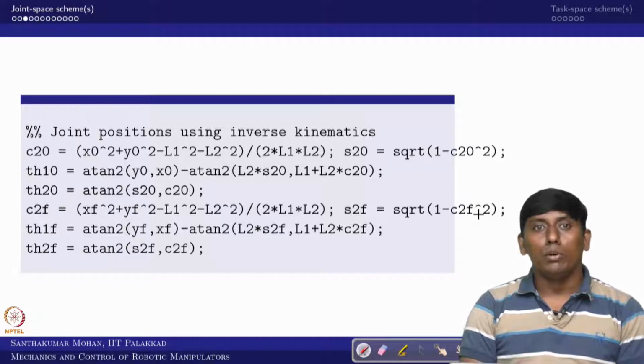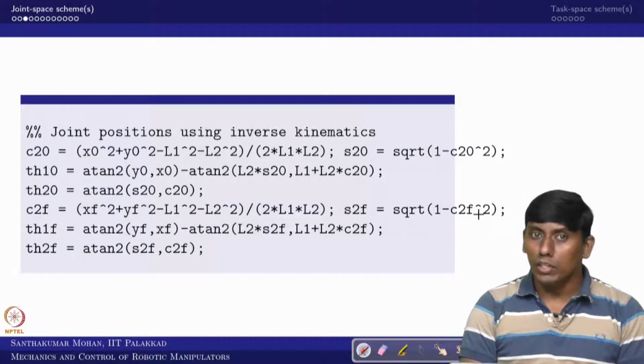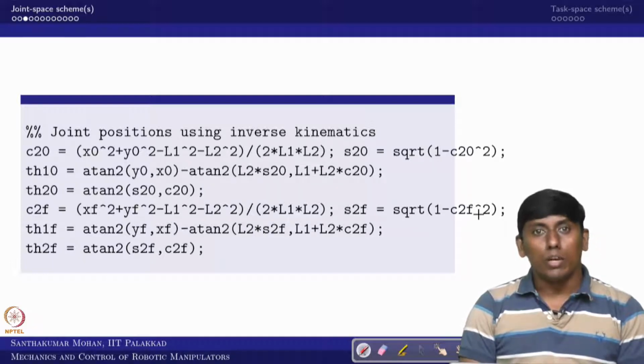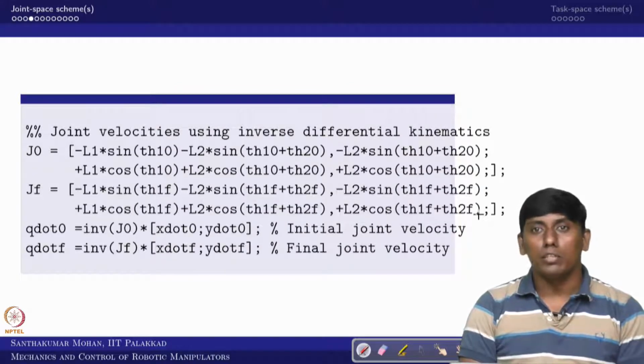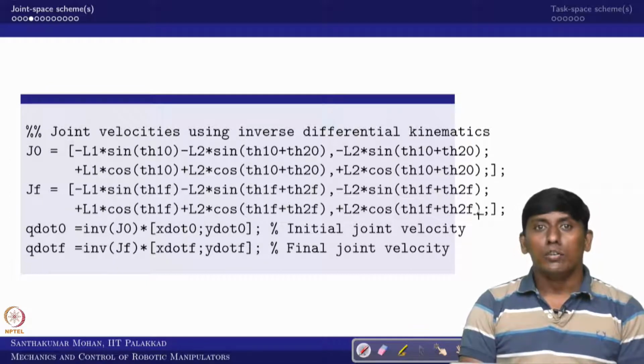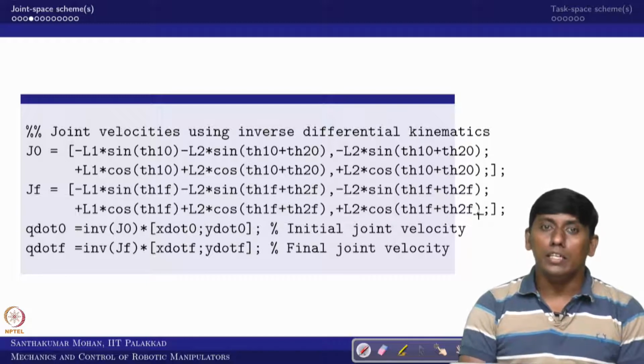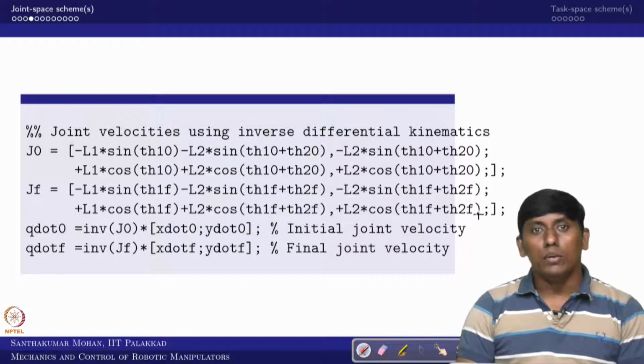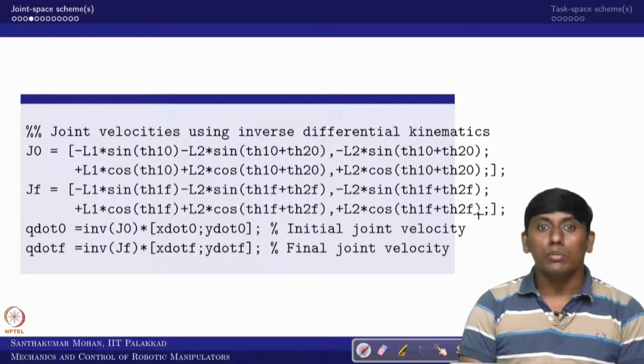Now what do we know? We know the initial and final position of both joints. Now we need to find the initial and final velocity of each joint. For that we take the Jacobian which we derived in the regular lecture, and substitute the initial and final locations. So we get J0 and Jf. Based on that, since you already know the end effector velocities at the initial and final, we can find theta 1 dot and theta 2 dot for initial and final, which we have written as q dot 0 and q dot f.